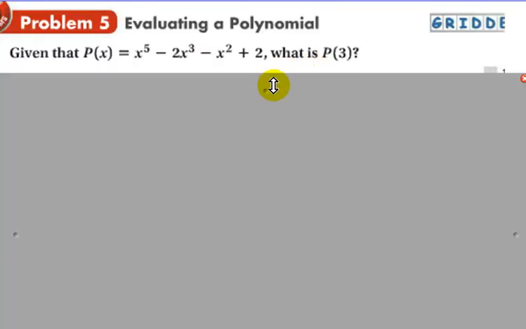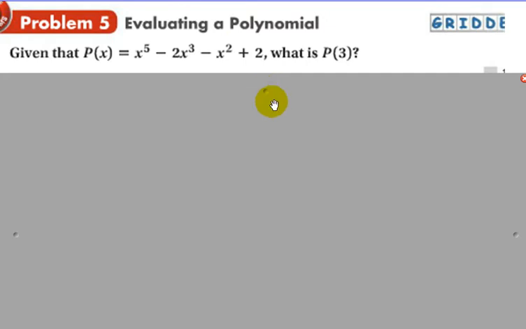So it says to find out what is p of 3. Well, p of 3, we could do this the old school way and plug in a 3, and everywhere there's an x, we can put a 3 and see what it equals. But by golly, that's a big problem. Lots of powers to the 5th power, to the 3rd power. There's such an easier way to do this even without a calculator.